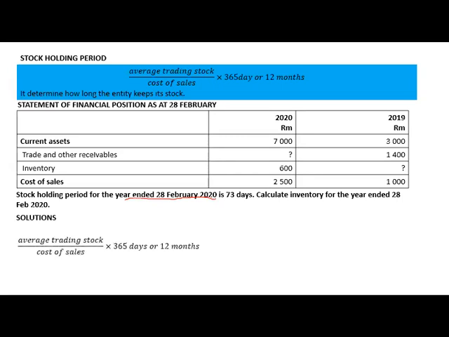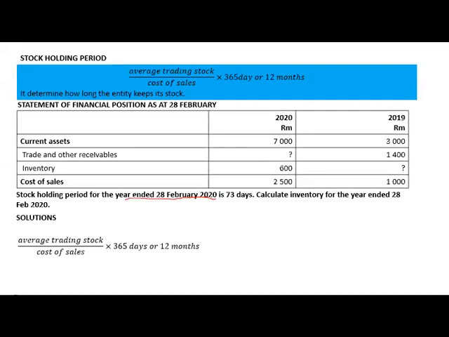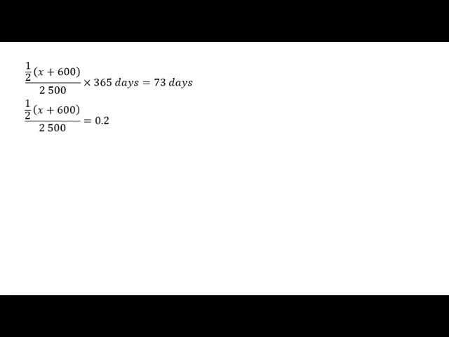Now, what is your average trading stock? You will take that 600, add it with X for 2019, and then multiply by half. But you will use your cost of sales for 2020, which is 2,500. Then I will divide both sides by 365. On the right-hand side, I'll be left with 0.2. Then multiply both sides by 2.5. On the left, I'll be left with half multiplied by X plus 600. On the right, it's basically 2,500 times 0.2. That will give me 500.